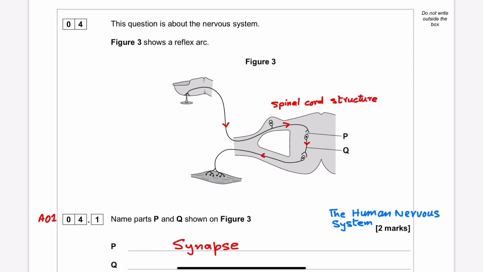There are three kinds of neurons: sensory neuron, relay neuron, and motor neuron. The sensory neuron takes the message from the stimulus to the nervous system. The relay neuron is present inside the spinal cord, and the motor neuron is a neuron which takes the message to the muscles or the effectors to take the action. But if we look into our model in figure number 3, the neuron present within the spinal cord, which is the Q neuron, is called the relay neuron.